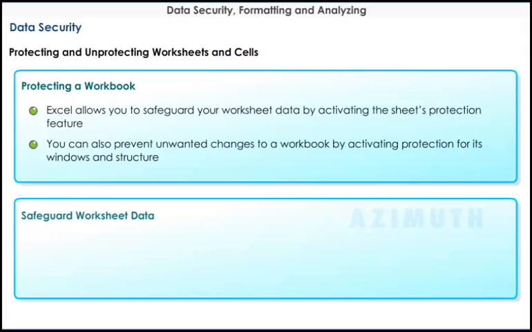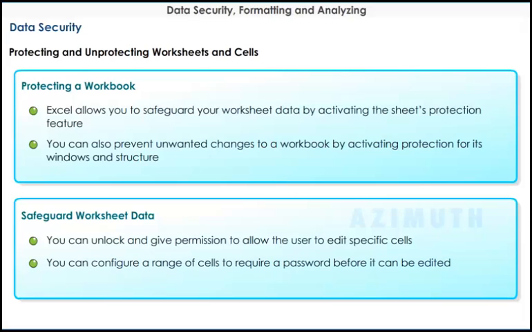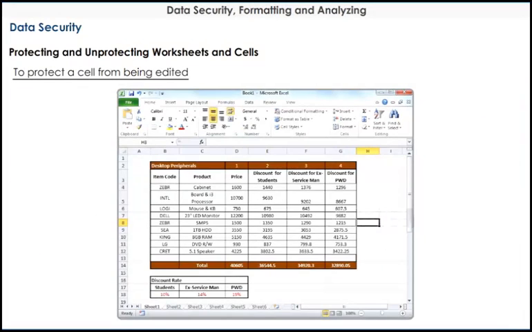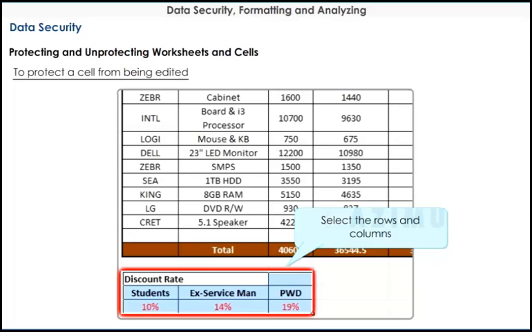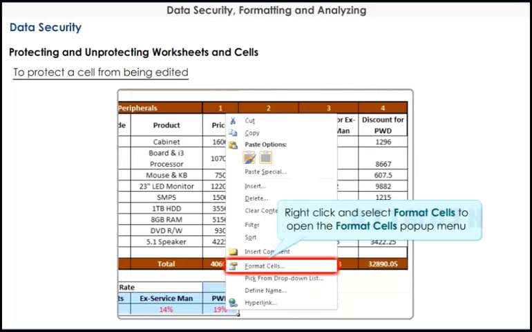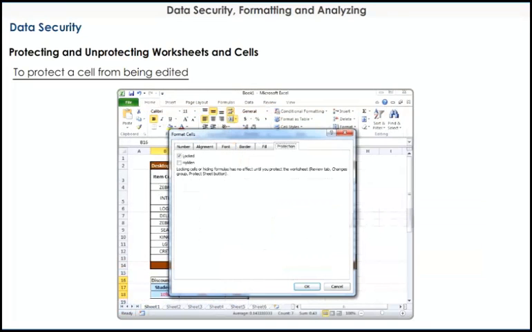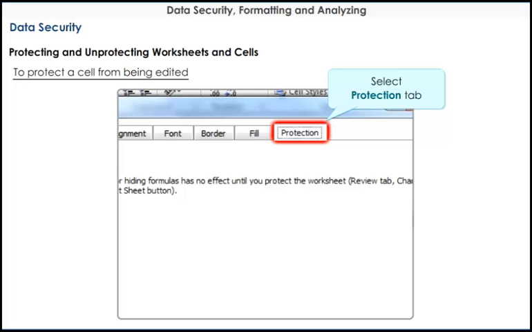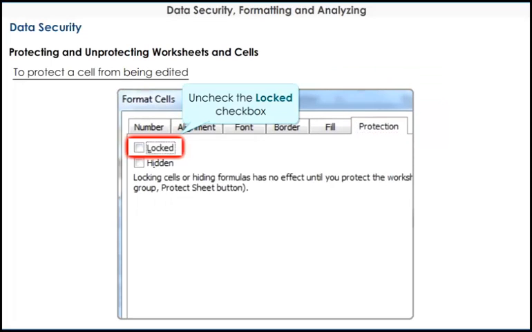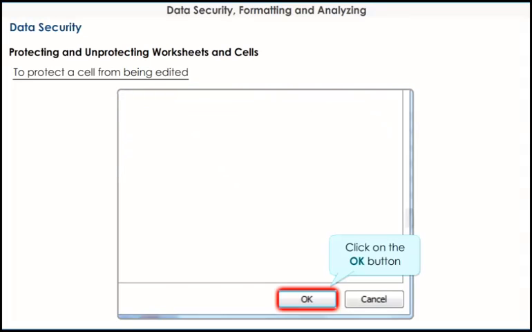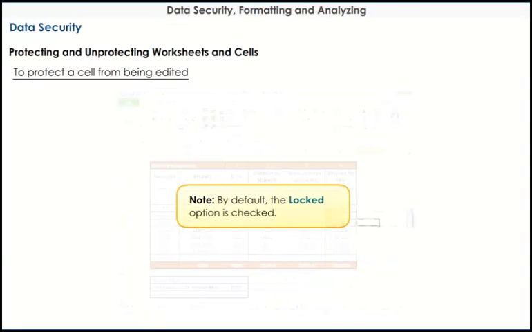Safeguard worksheet data. You can unlock and give permission to allow the user to edit specific cells. You can configure a range of cells to require a password before it can be edited. To protect a cell from being edited, follow the given steps. Select the rows and columns, right-click, and select Format Cells to open the Format Cells pop-up menu. In that, select Protection tab, uncheck the Locked checkbox, and click on the OK button. Note, by default, the Locked option is checked.